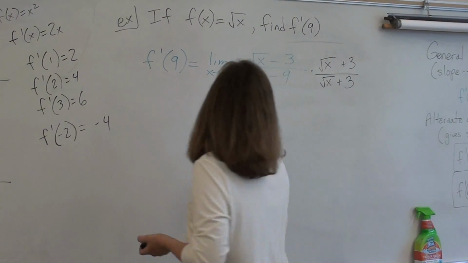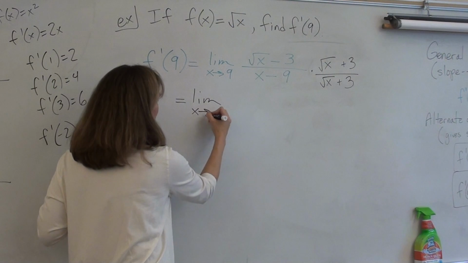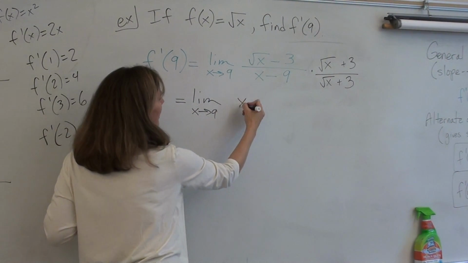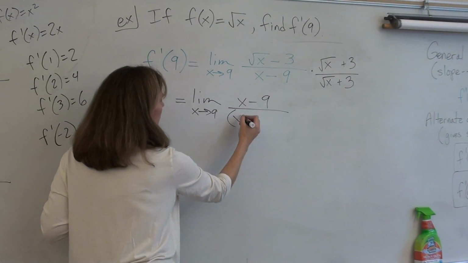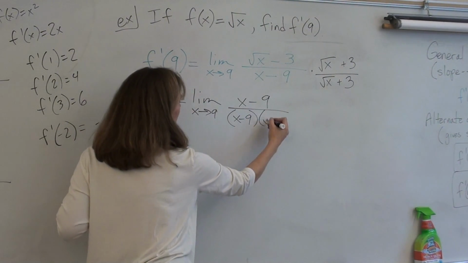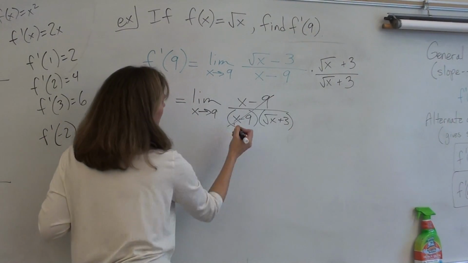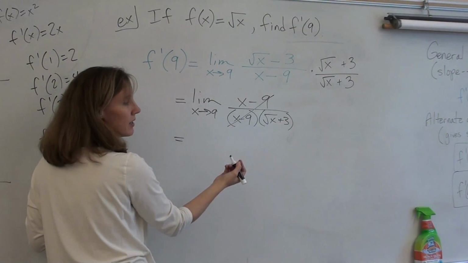Okay, so I multiply by the conjugate. I rewrite my limit statement. What does the top become? X minus 9. Should I multiply out the bottom? No, that would be silly. Cancel out the common factors. Now can I plug in? Yes. And what do you get?